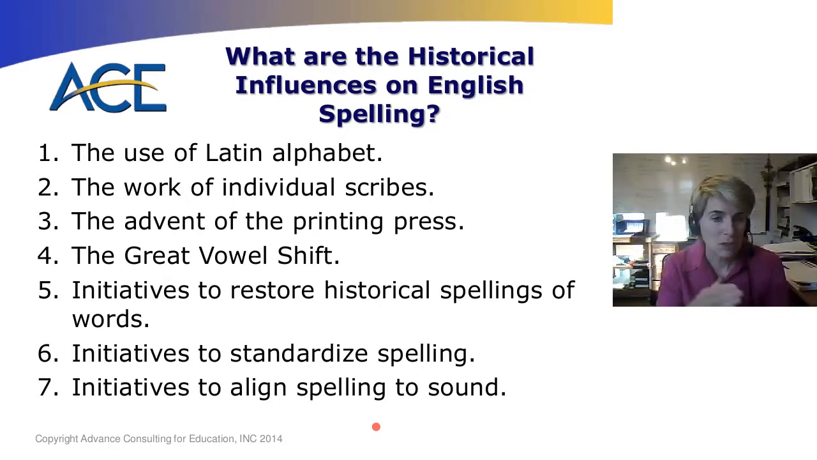So English uses the Latin alphabet, and the Latin alphabet only has 5 vowels and it has 21 consonants. And so English doesn't have 5 vowels. It has either 14 or 16 vowels, depending on the dialect you're working with. And English doesn't have 21 consonants, it has 24 consonant sounds. So this was the initial challenge that people putting English into a writing system faced, is that they didn't have enough letters to work with.